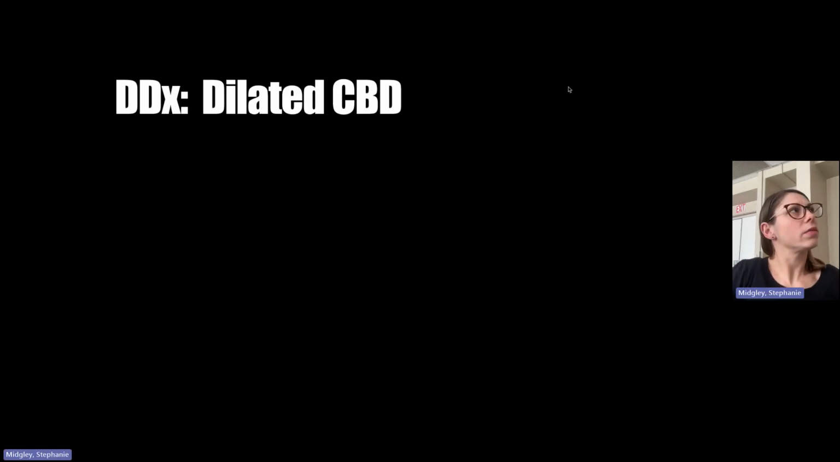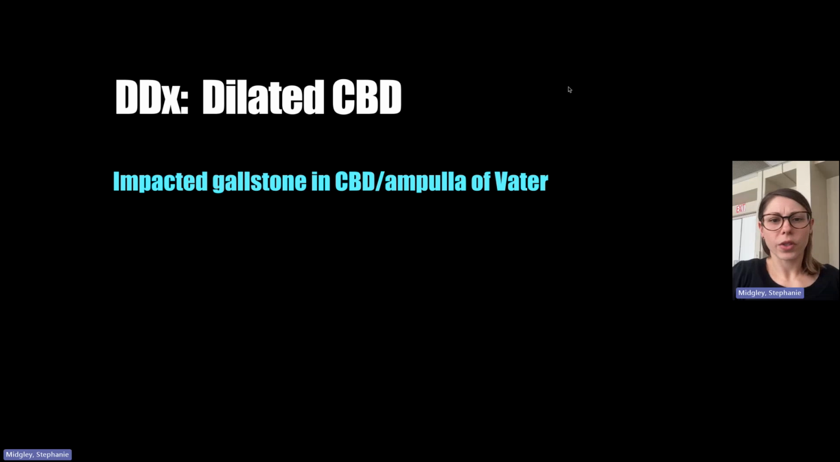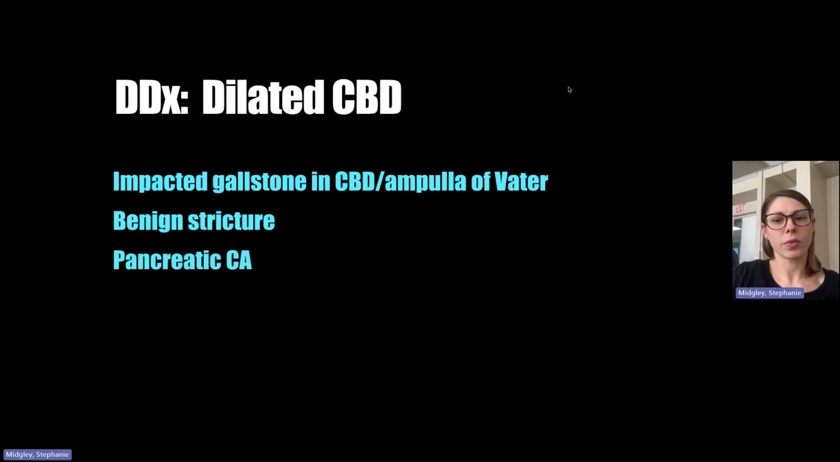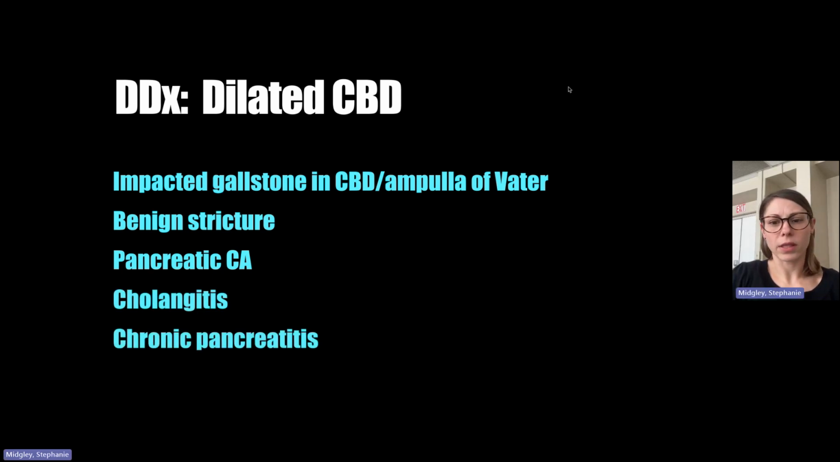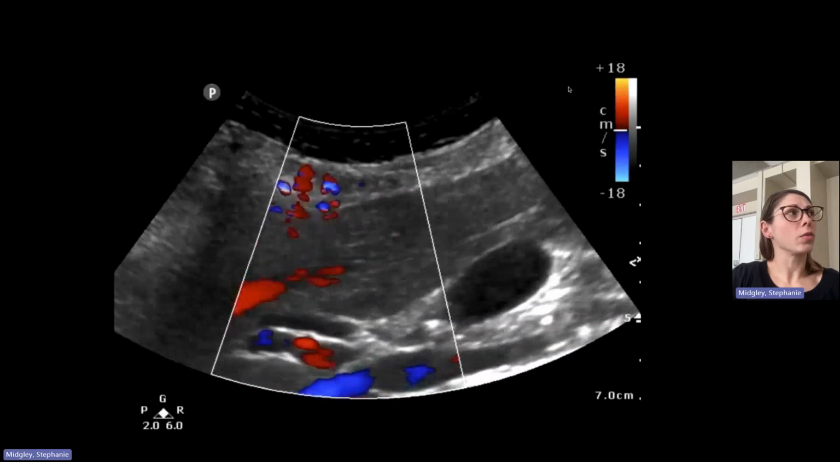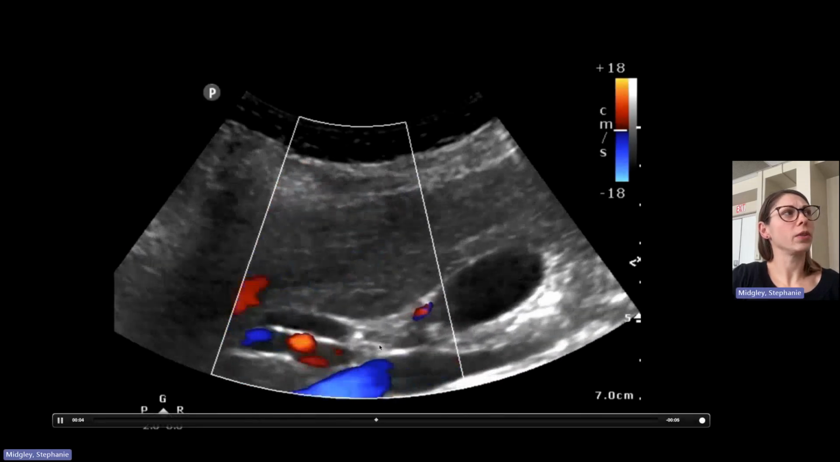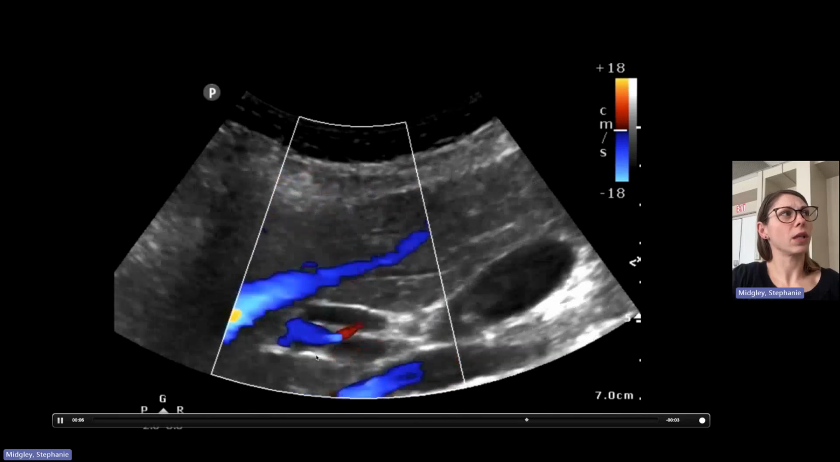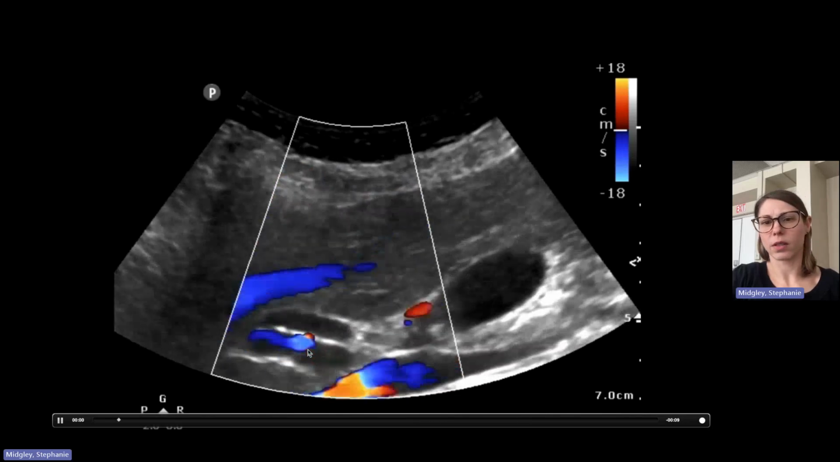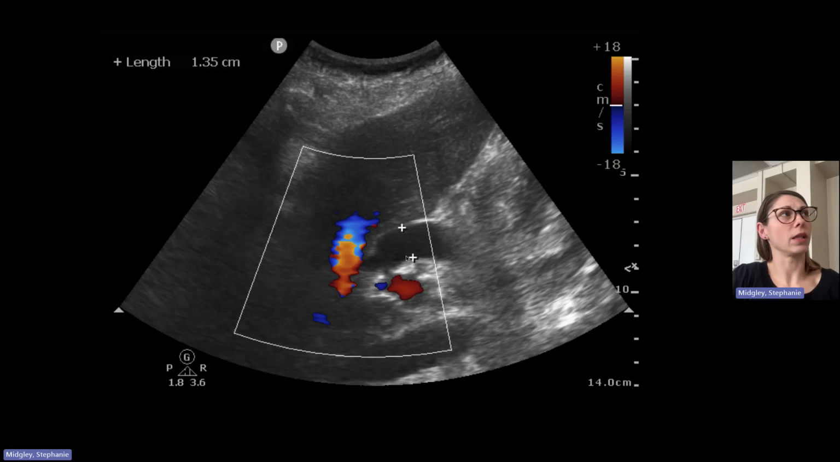Just for speed of lecture time, some differentials for dilated CBD. Most common one is going to be your impacted stones. Other ones are going to be strictures. More serious ones are going to be things like pancreatic cancer, biliary cancers, cholangitis, pancreatitis, and then if they've had biliary surgery. So putting color flow on is super helpful. Especially when you have something that looks as big as the portal vein, that's going to clue you in that you now have a dilated CBD.